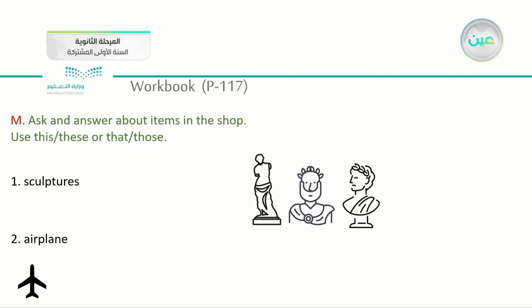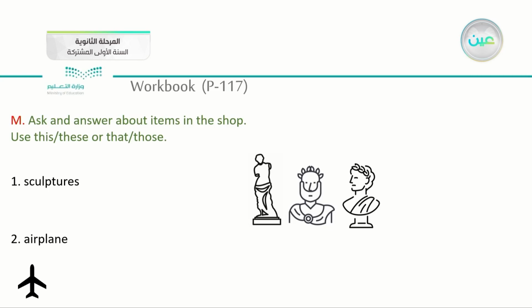Okay, now let's try to do this exercise in your workbooks, page 117, exercise M. Ask and answer questions about the items in the shop. Use this and these, that and those. Something that is here or there, a group of things, or just one.